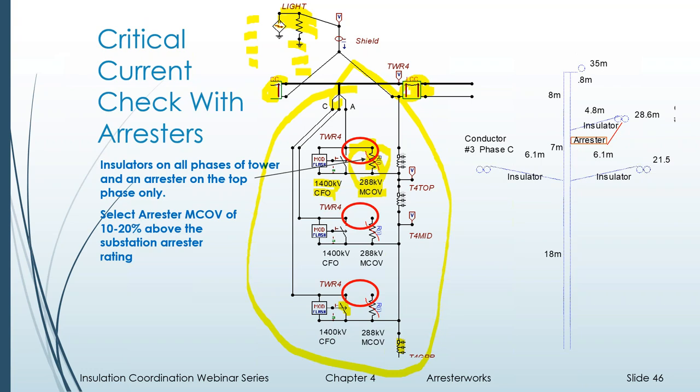That's correct. So the altitude decreases the critical flashover there, but it also decreases the BIL of the bushing on the transformer. Of the transformer? Bushing only. Right, but not the windings. Correct. Okay, thanks.